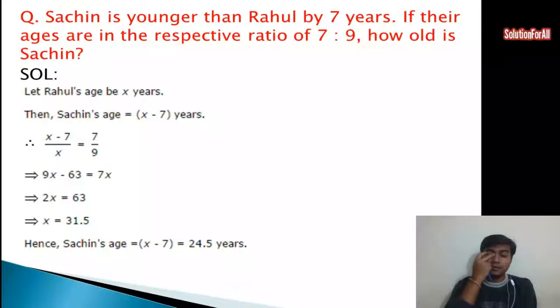Sorry, 0.5 of the year. If my age is 1.2 years, that means 1 year plus 0.2 of the year, that is 0.2 of the 12 months. Then we'll consider according to that. Hence Sachin's age will be equal to x minus 7, that is equal to 24.5. So this is the solution for the question that I've given over here.